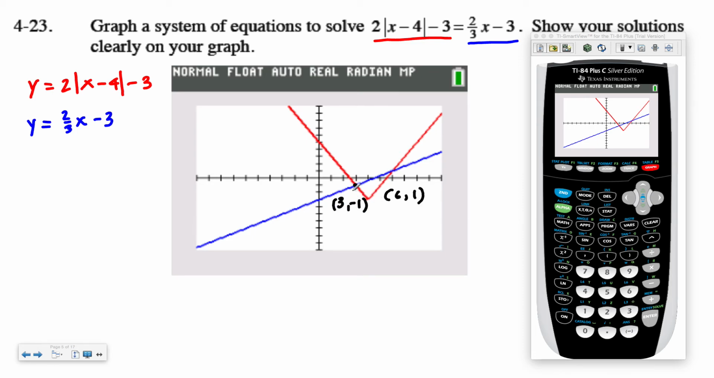Now this is the solution to the system. This is the solution to the system. The solution to the equation here is going to be focusing on the x coordinates. So we know that x should equal 3 or x should equal 6. Those would be the solutions to the equation here. The solution to the system, though, are those 2 points there.